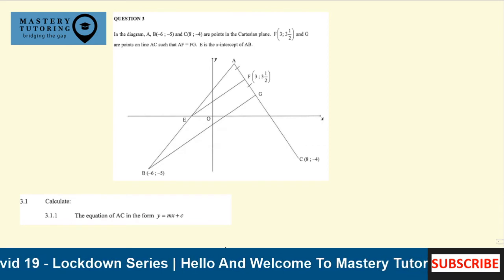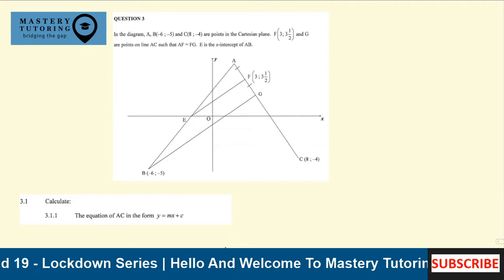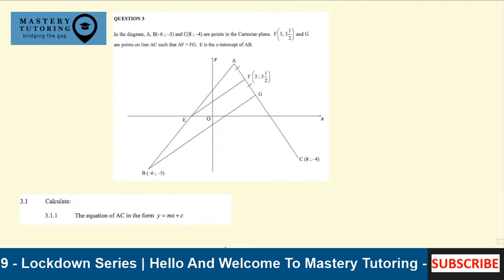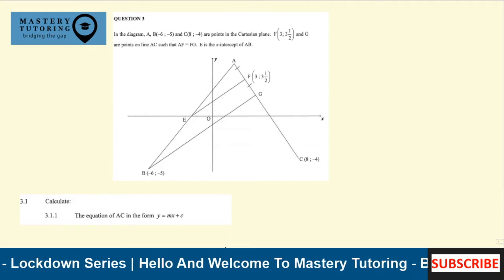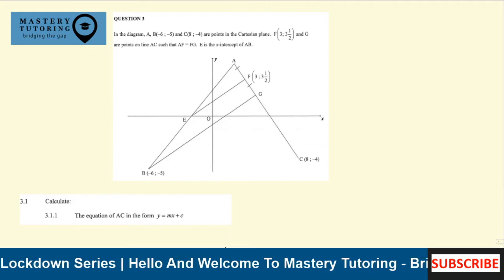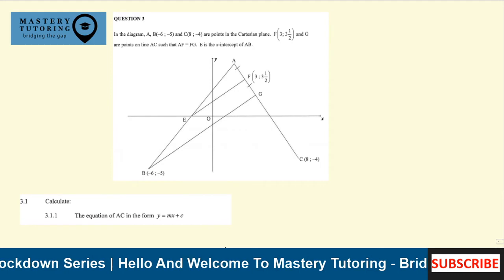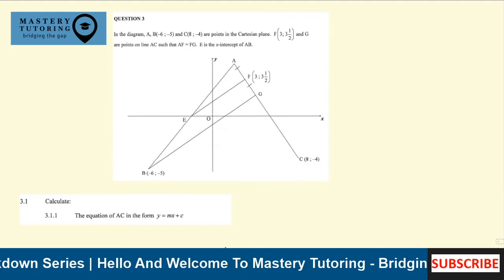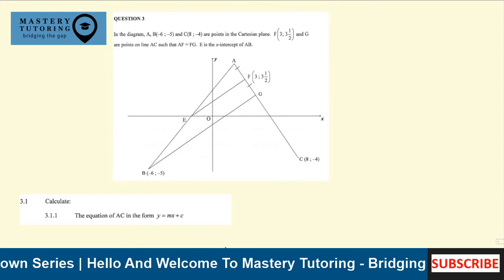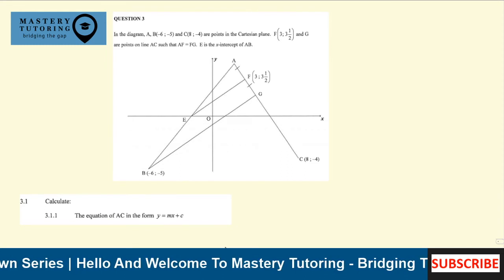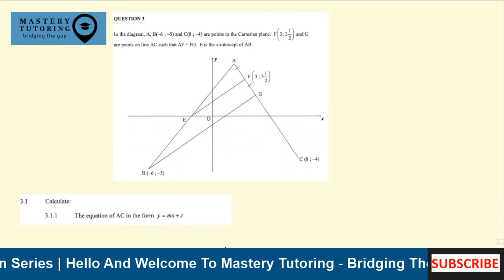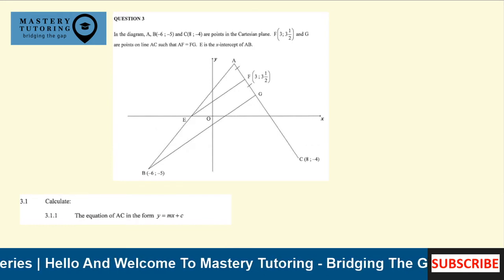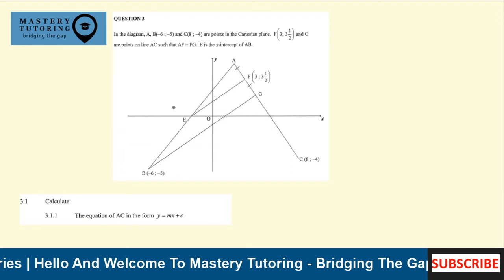As you can see on the diagram, that is the information that we have. We are given the coordinates of B, which is (-6, -5), and the coordinates of C, which is (8, -4). The coordinates of F are (3, 3.5). We're also given E, but in this case we're only given the y-coordinate. They didn't give us the x-coordinate.